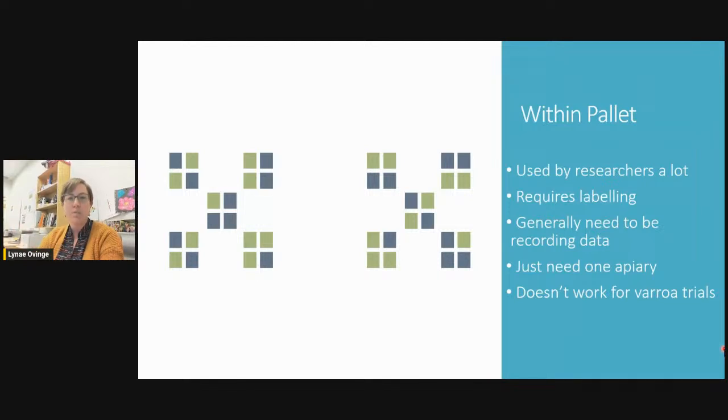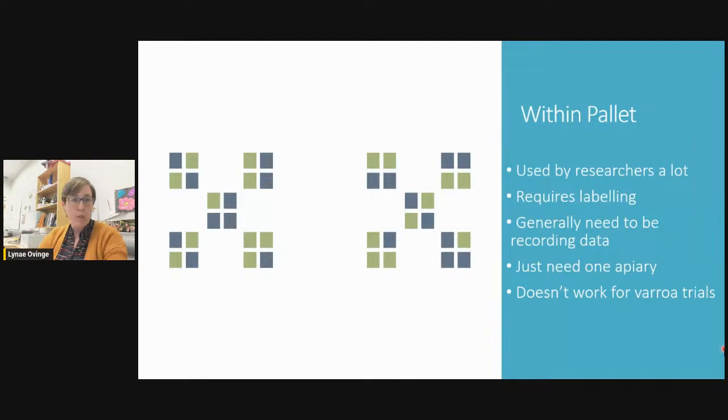I mean, when you see us present, this might be the only design you've ever seen us present. And there's lots of different ways to distribute the treatments and things. But it really does require labeling. Usually you have to label each hive so that there's no confusion. And generally, when you're doing a design like this, you're going to be actually recording data about each hive. So you need to have those sheets out.